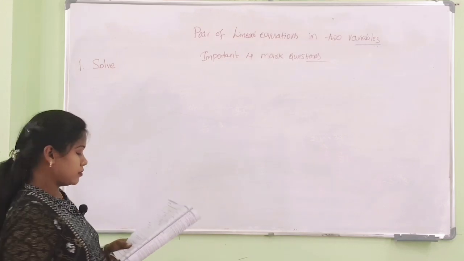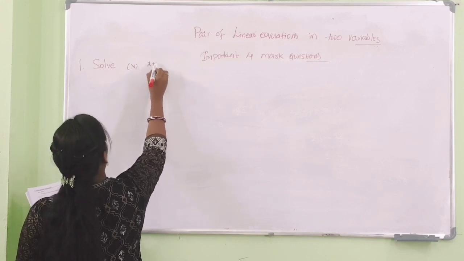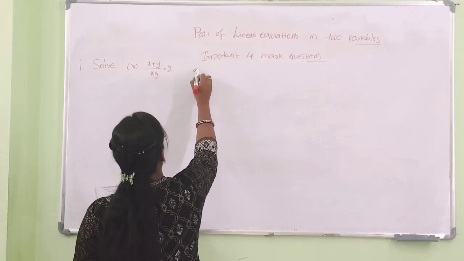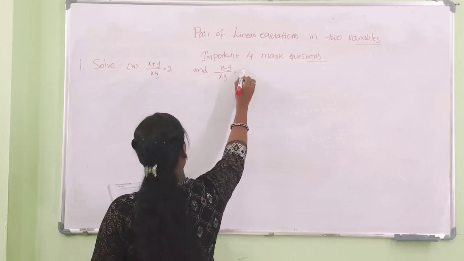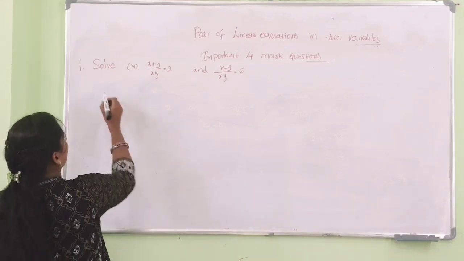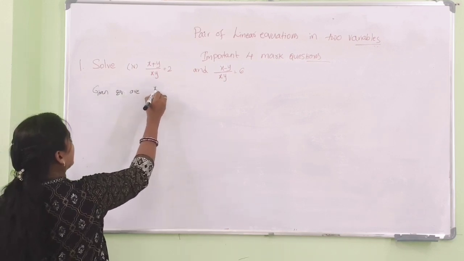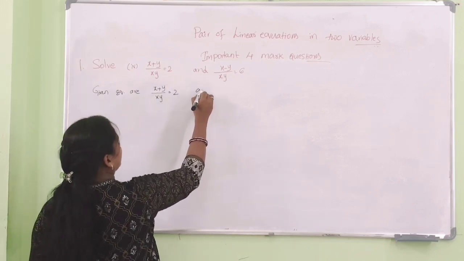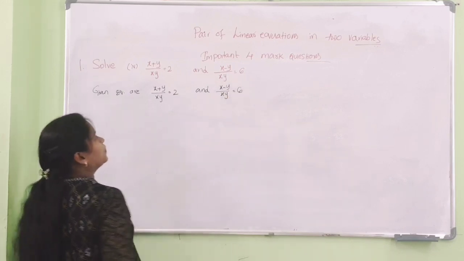And fourth question, solve (x plus y) by xy is equal to 2 and (x minus y) by xy is equal to 6. So we have to find the solution. Here the given equations are (x plus y) by xy is equal to 2 and (x minus y) by xy is equal to 6.